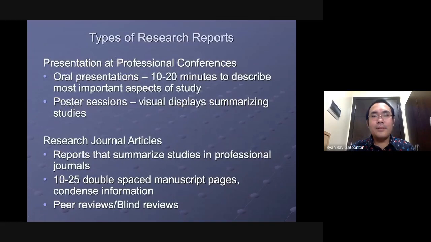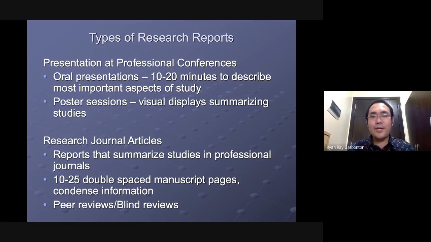Now, there are several types of research. Let's now go to the different types of research reports. Research reports can be in two forms. They can be obtained from presentations at professional conferences or from research journal articles.